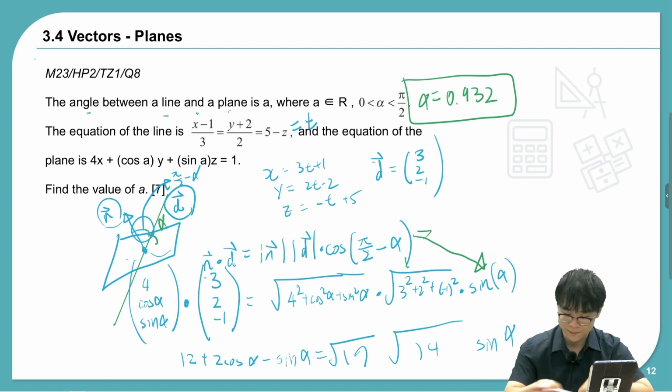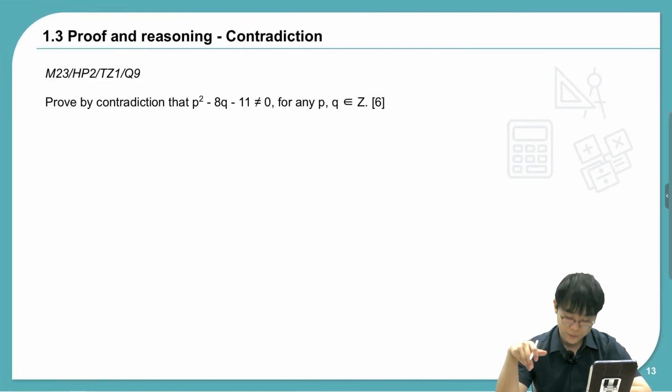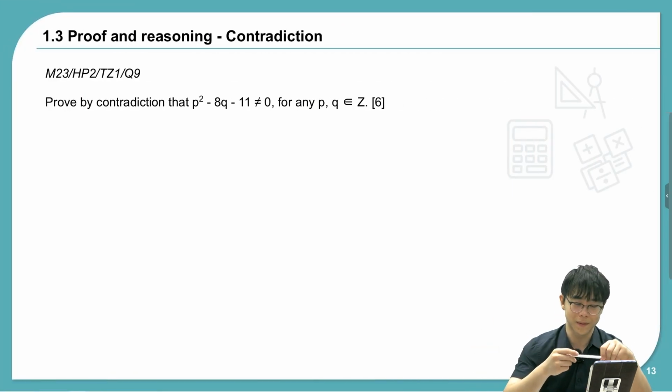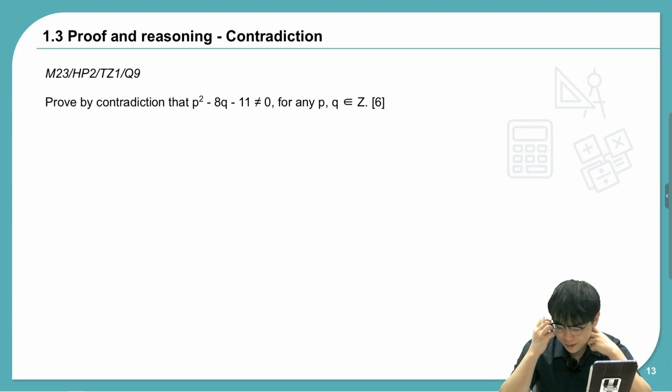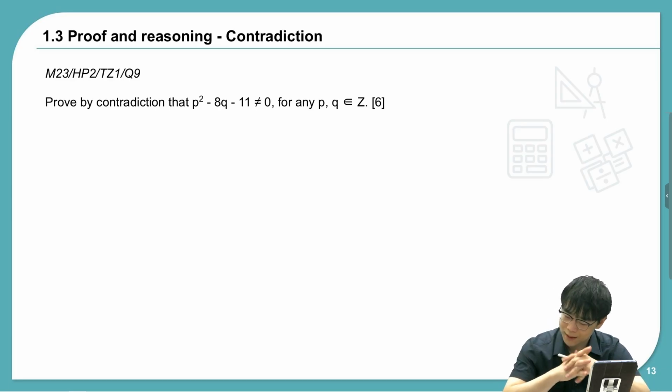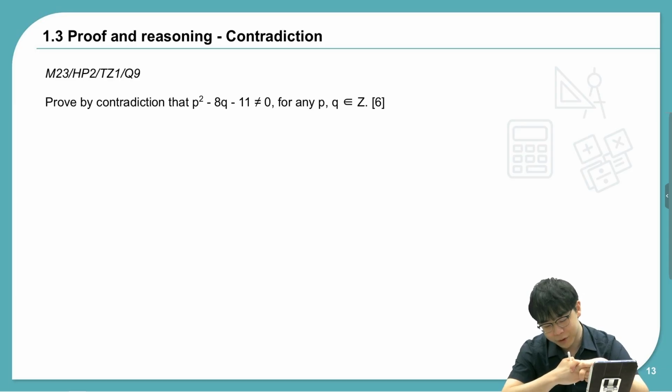Okay, now we have a proof by contradiction problem. Along with induction, this is one of the most common cases for proofs in the IB. So let's look at the statement. If you have p squared minus 8q minus 11, that should not be equal to 0 for any p and q. So in order to prove that by contradiction, we want to say the exact opposite.